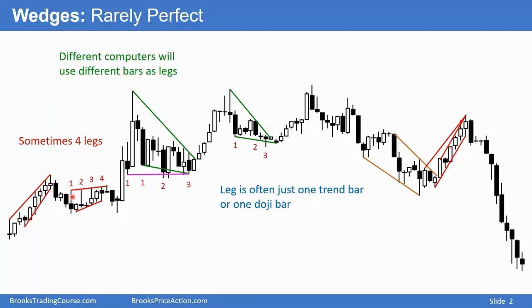Different computers use different bars to count the legs. Doesn't matter. Is this the first push-up or is this the first push-up? Doesn't matter. Both computers, no matter how you do the count, see the same thing. They see a bull channel, maybe convergent lines. They expect a bear break below the bull channel.